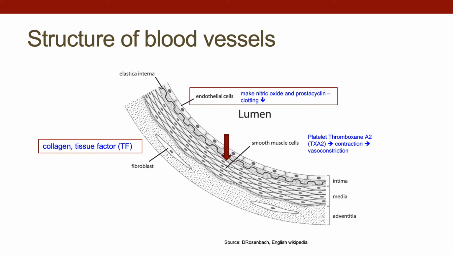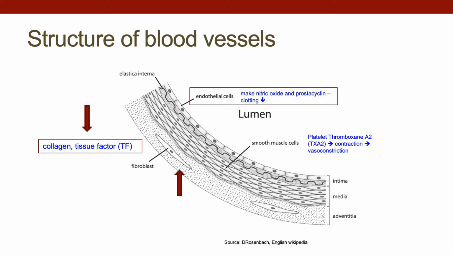I'll get into platelets just after this, so we can understand where that thromboxane A2 is coming from. And there are more smooth muscle cells in arteries than veins generally, so the vasoconstriction is stronger in the arteries.